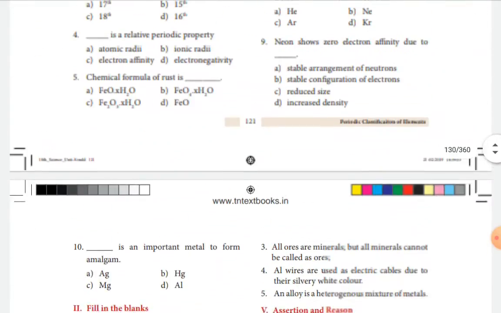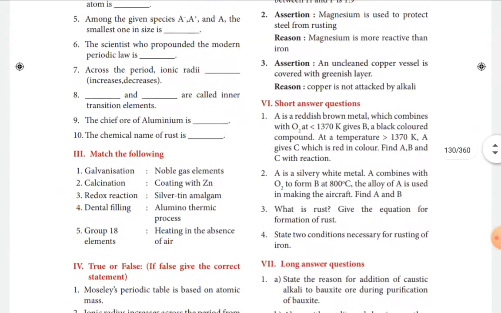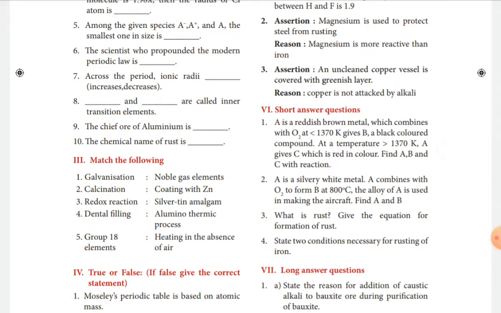Fourth question: state two conditions necessary for rusting of iron. What are the conditions? They are the presence of water and oxygen. This is very important. Moisture is important. Oxygen is important. They are essential for the rusting of iron. Also the impurities present in the iron, the presence of water vapour, acid, salt and carbon dioxide are going to increase the process of rusting.